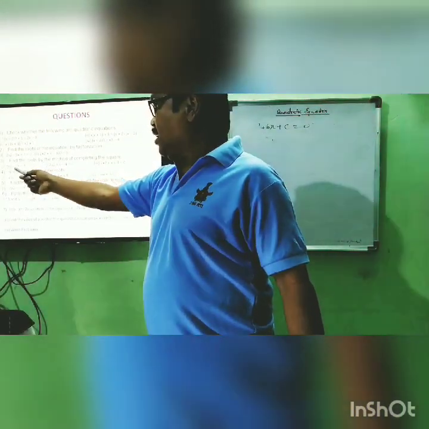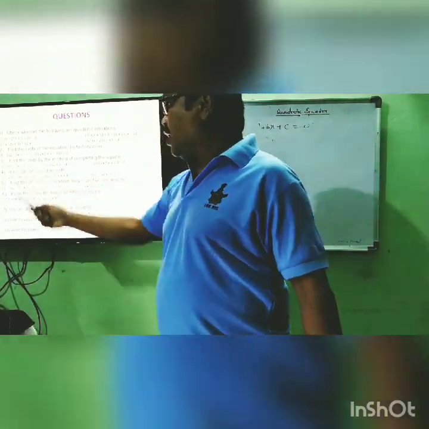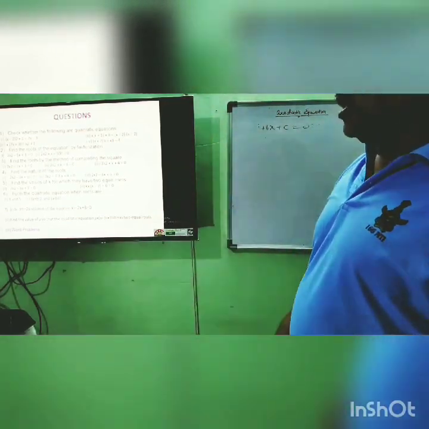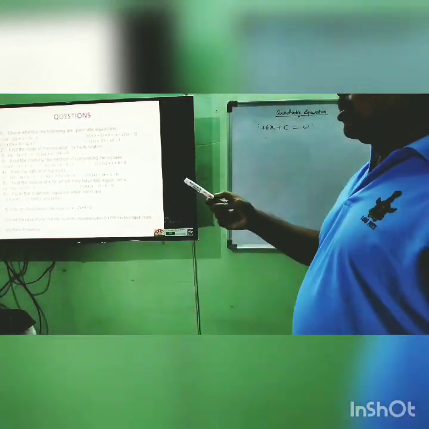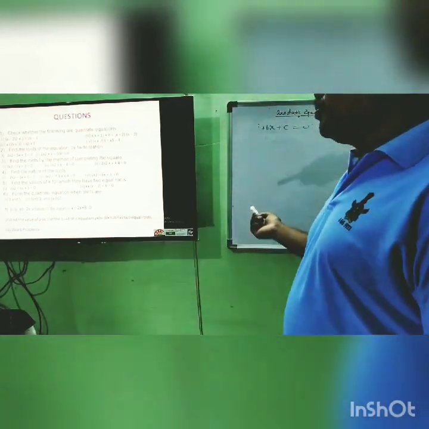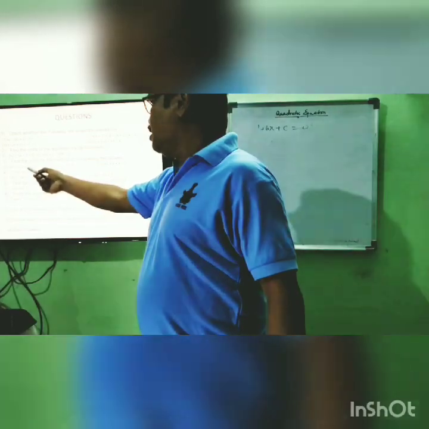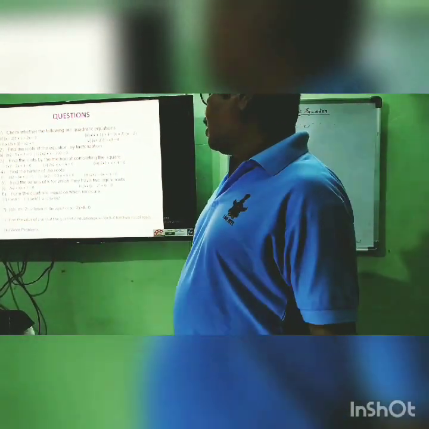Third one is find the roots by the method of completing the square. Likewise 2x square minus 7x plus 3. So 2x square you will multiply by 2, that is 4x square, make it a square. So like this you can make the formula square and get the values of x.